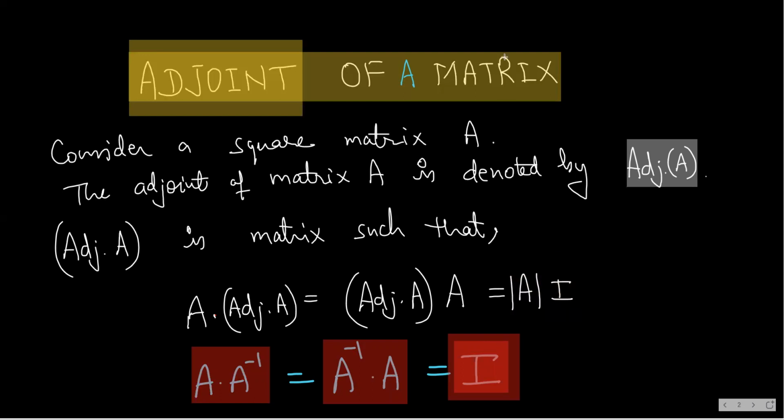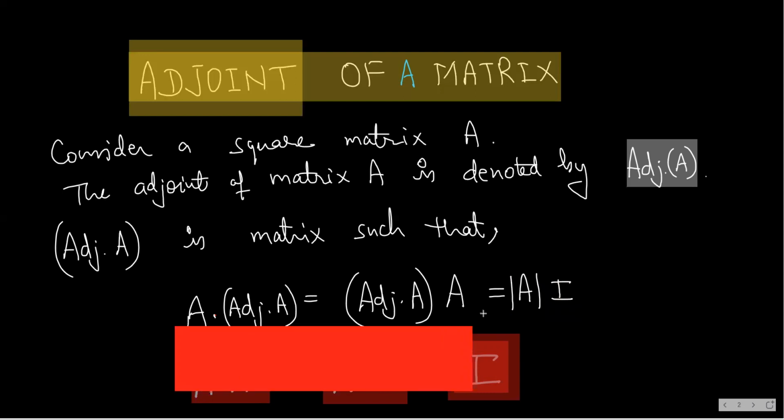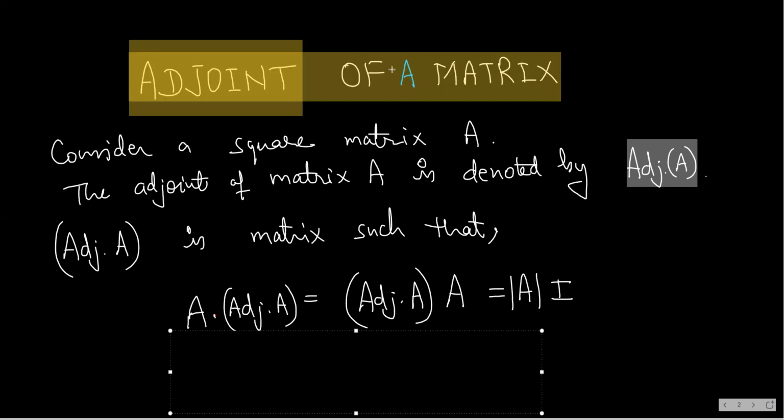So if somebody asks you what is adjoint of a matrix A, you will say adjoint of a matrix A is also a matrix such that A into adjoint A will be equal to adjoint A into A, and that will be equal to determinant of A into I. So we are now going to learn how to find adjoint of a matrix.